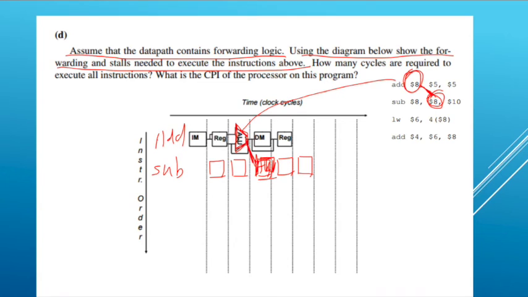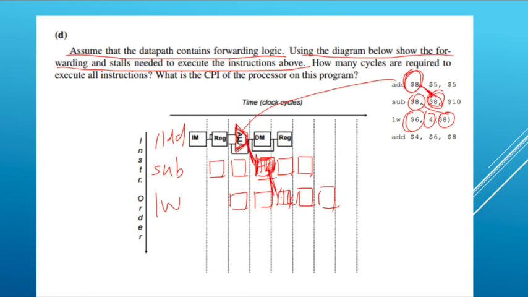And for the same reason, we can just use the forwarding logic to solve the dependency between sub and the load word instruction, because we have dependency over here. And in the load word instruction, we are supposed to add the value of register number 8 to 4. So it's the same logic as when we are executing all the R-type instructions. So we can simply forward the value from the ALU of the sub to the ALU of load word. And for the last instruction, it's a little different.